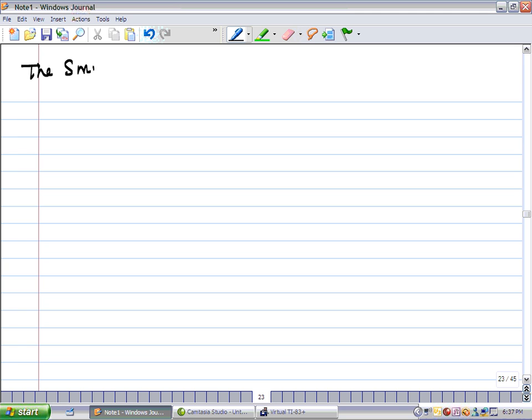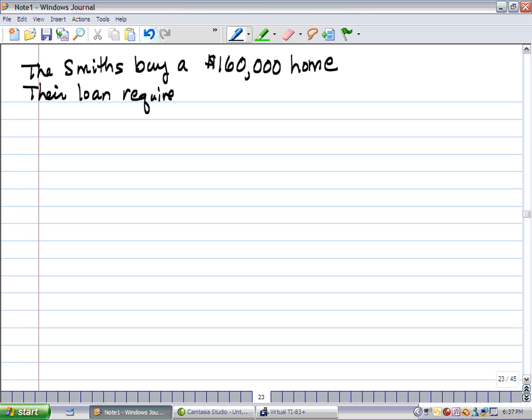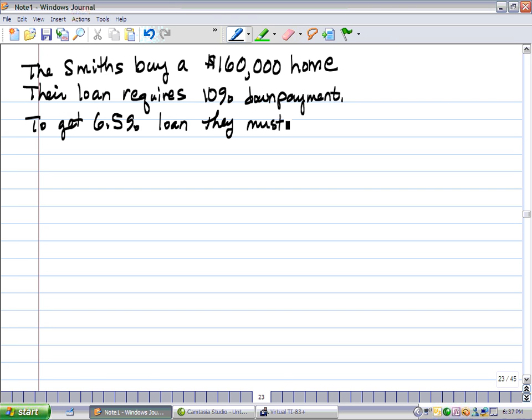The Smiths, see, that leaves us wide open. The Smiths buy a $160,000 home. Their loan requires 10% down payment. And to get a 6.5% loan, they must pay down 2 points.